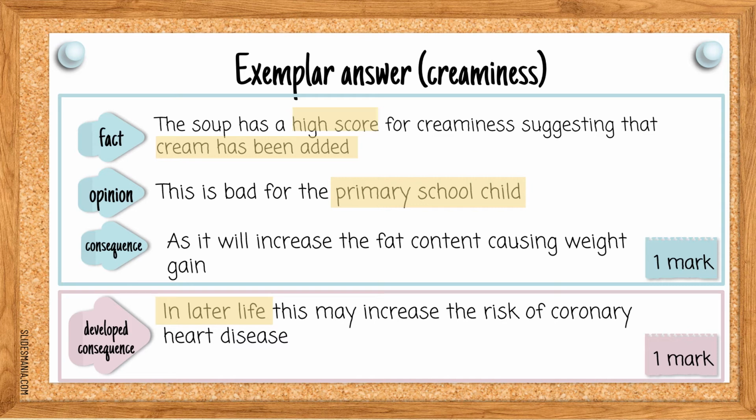So we've got our second mark here. Sometimes you might find it easier to refer back to your Food for Health knowledge when you're answering these types of questions. If you had given the answer that was given on the screen for saltiness and the answer given for creaminess, you would have had a total of 4 marks and you could move on to the next question because you've given 2 developed consequences and 2 fact opinion consequences.